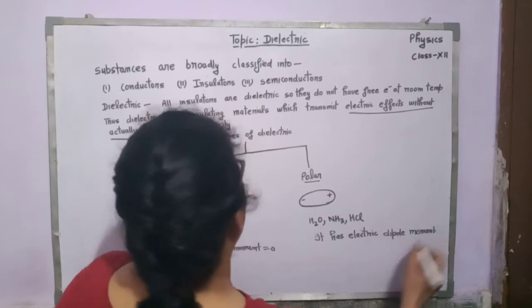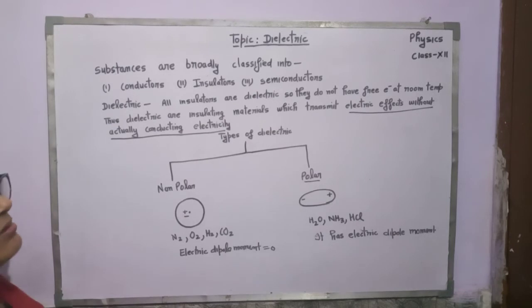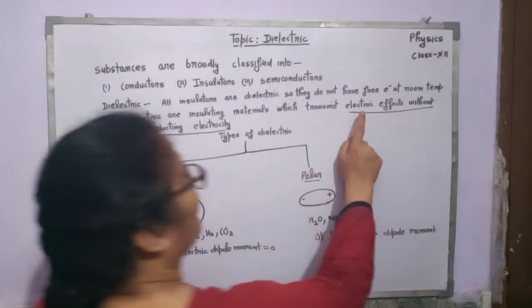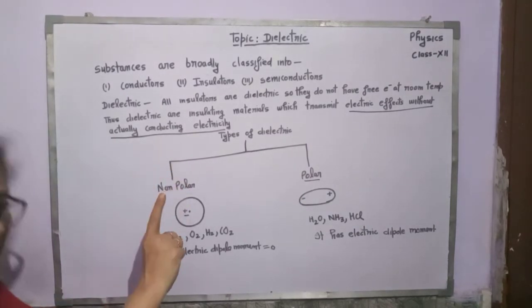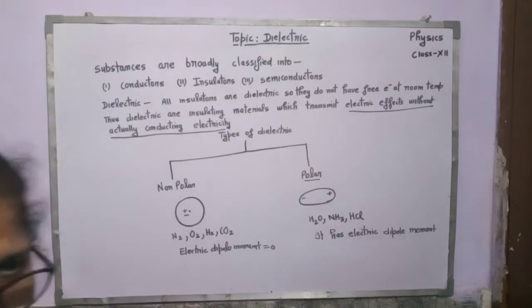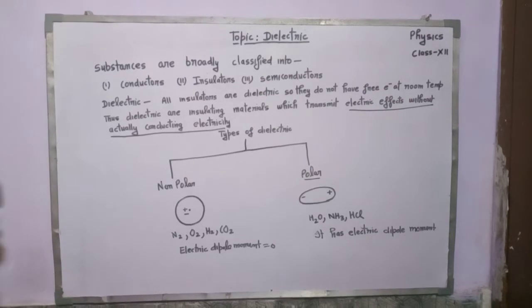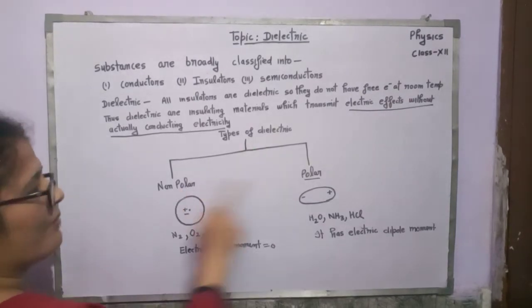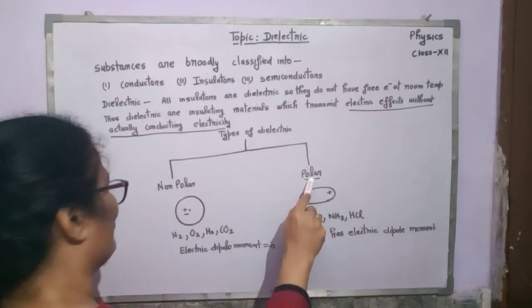Once again, I am repeating here, what are the dielectrics? Dielectrics are the insulating materials which transmit electric effects without actually conducting electricity. That means they do not have free electrons, therefore no electric current can flow through them. Now the types of dielectrics, there are two types. First is non-polar dielectrics. The second one is polar dielectrics.